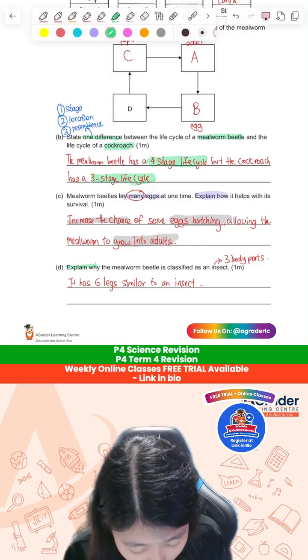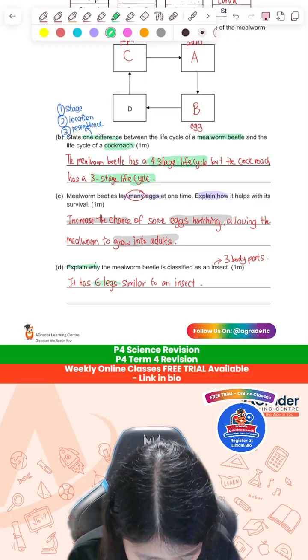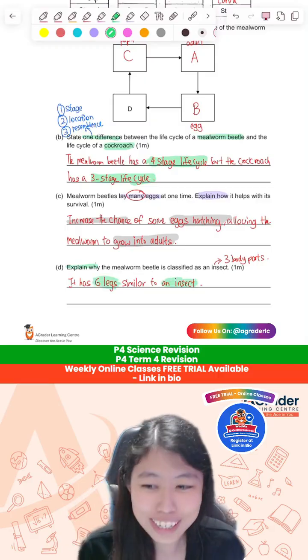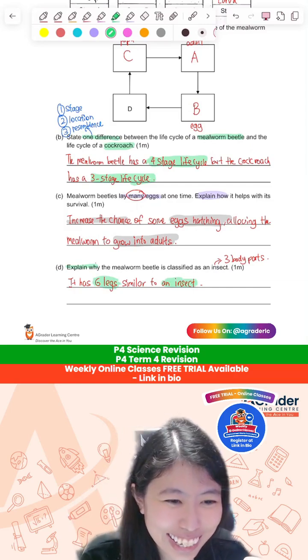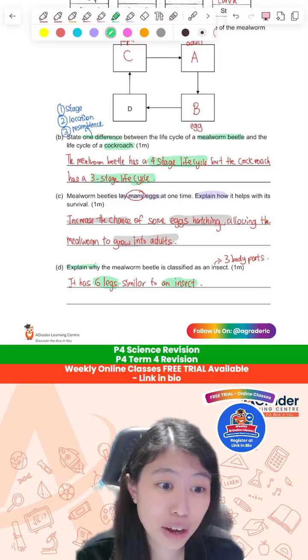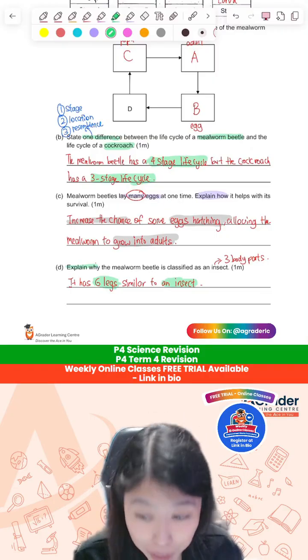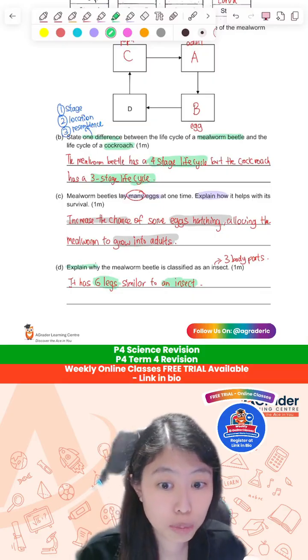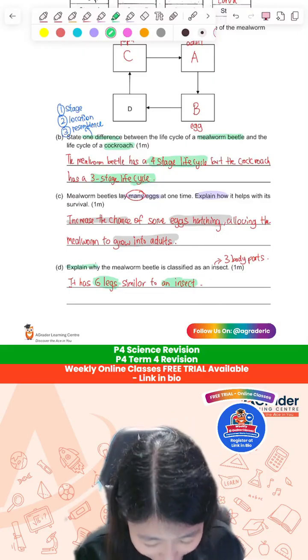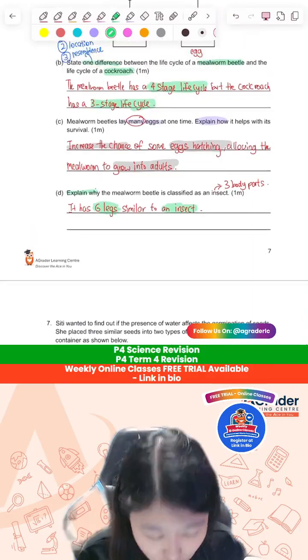This explanation is easy. Describe the science concept. It's like an insect. Okay, yes, very good. A pair of feelers. Okay, fine. But usually your school teacher prefers you to write six legs and three body parts. Okay, let's move on to question 7.